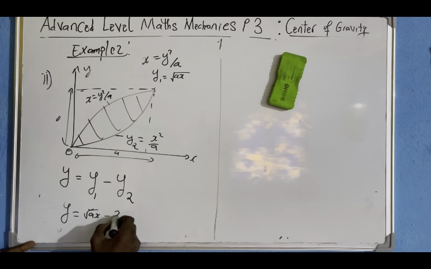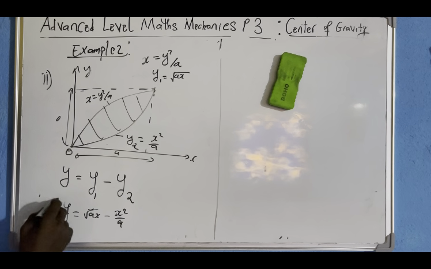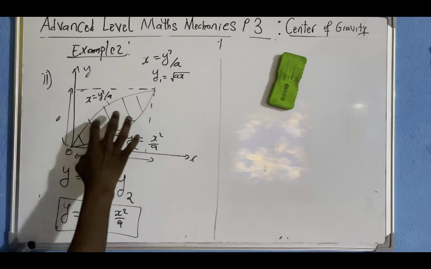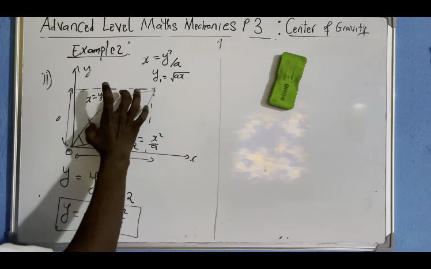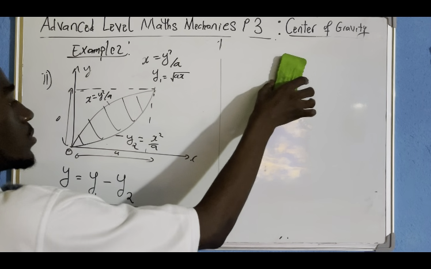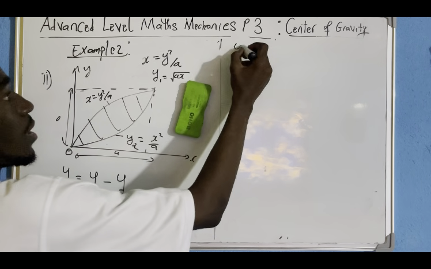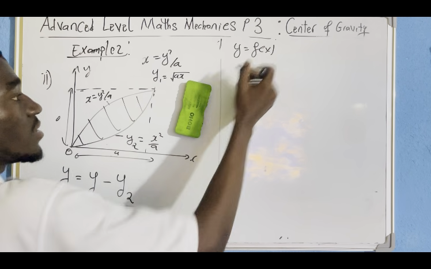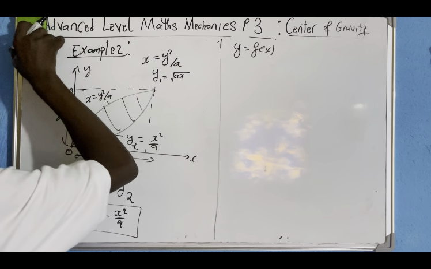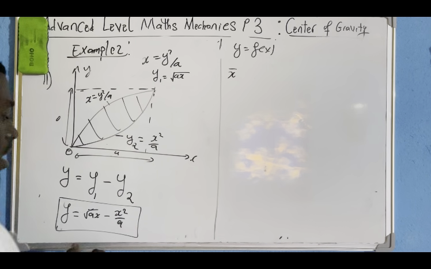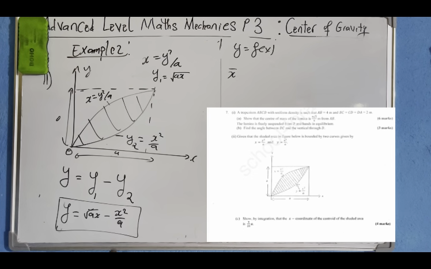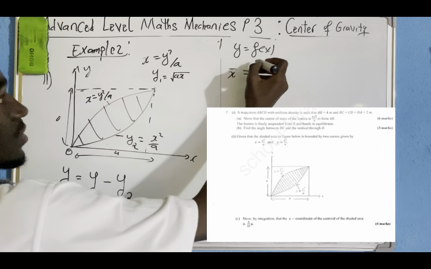This is the equation of the curve representing the bounded portion. Now, when I have that equation, it means that I will use the formula where I'm having y in function of x. That formula was the first one that we did. It means that my x bar here, they are looking for x bar or y bar. Let me verify. Okay, yeah, x bar.